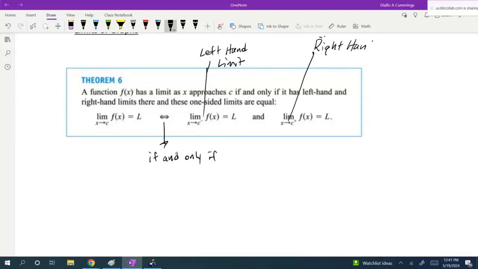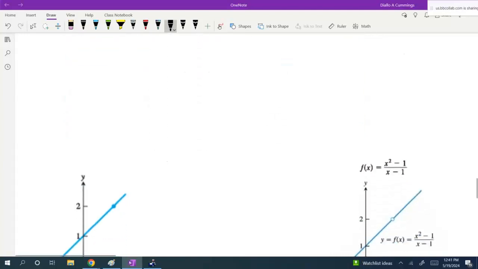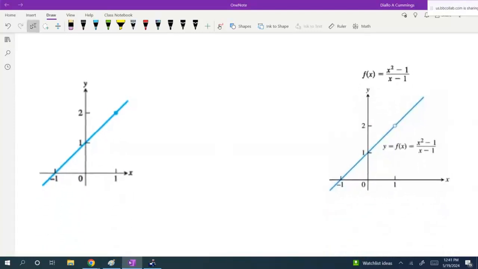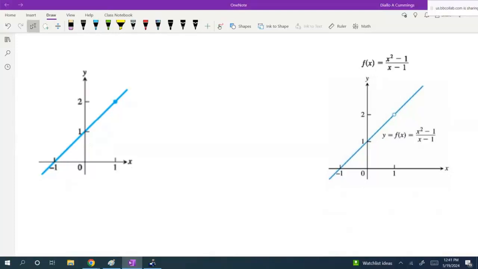So what this means is that the left-hand limit and the right-hand limit must be equal in order for the limit to exist. So let's take a look at an example, or a few examples. For this function, we're going to find the limit for f of x as x approaches 1.